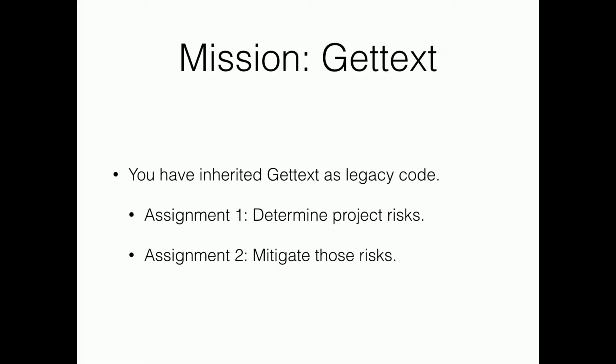So, that preamble out of the way, our mission is gettext. We have inherited Drupal 8's gettext library as legacy code, because it is. So we have two assignments. The first is we're going to figure out what's the scariest part of gettext, and the second assignment is to mitigate the scariness. So we're going to take away the risks as much as we can without really changing the code, because we're trying to analyze. That's the title of this talk. So we're not really going to change the code. We're going to mitigate the risks.